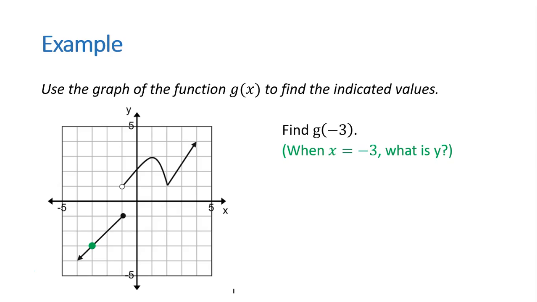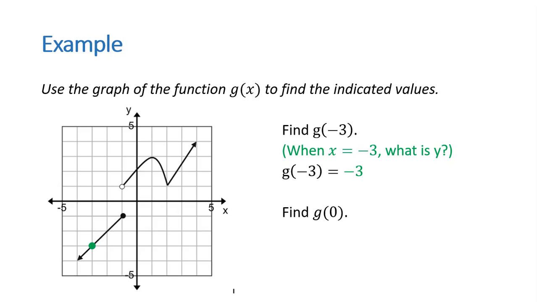That's the point that has an x-coordinate of -3. So now we determine what is the y-coordinate that went with that. In other words, when the input is -3, what is the output that goes with it? Well, in this case, it just so happens the output is also -3. So g of -3 is -3 because we have the point (-3, -3) on our graph.